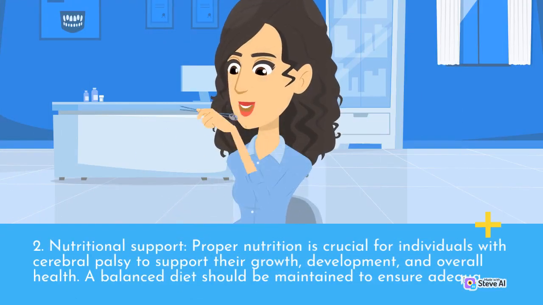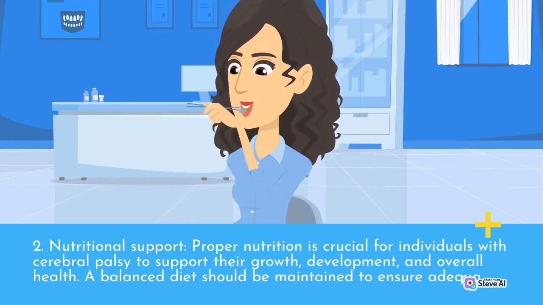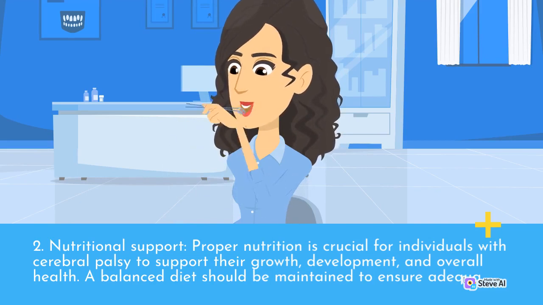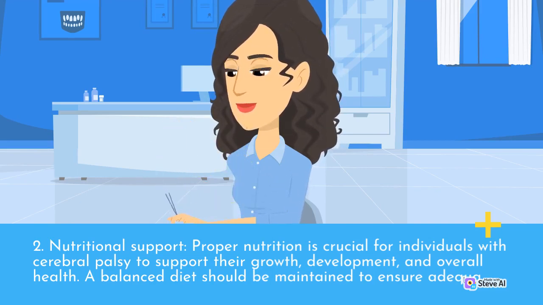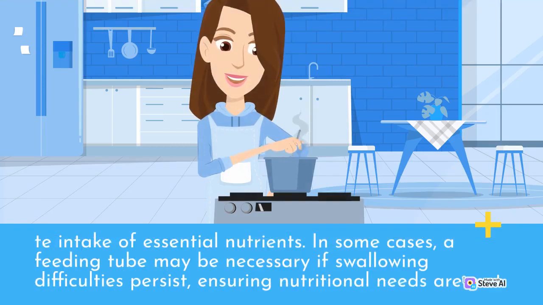2. Nutritional support. Proper nutrition is crucial for individuals with cerebral palsy to support their growth, development, and overall health. A balanced diet should be maintained to ensure adequate intake of essential nutrients. In some cases, a feeding tube may be necessary if swallowing difficulties persist, ensuring nutritional needs are met.